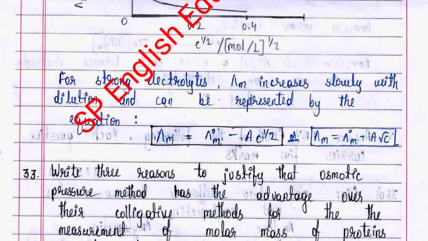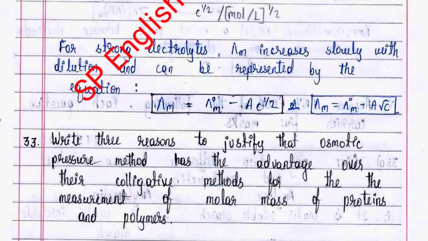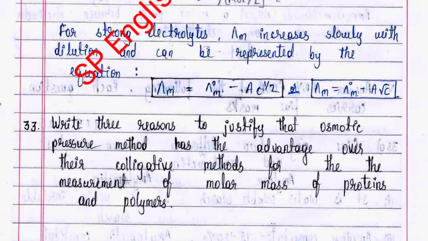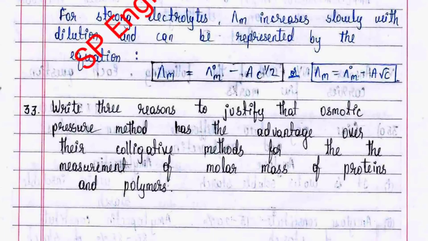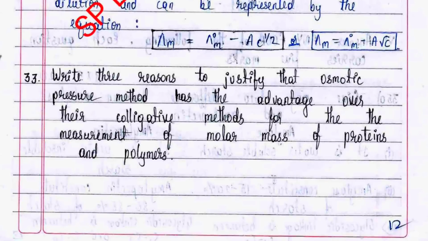Write 3 reasons to justify that the osmotic pressure method has the advantage over other colligative methods for the measurement of molar mass of proteins and polymers, and the answer is below.